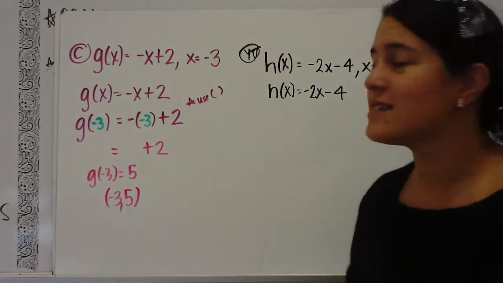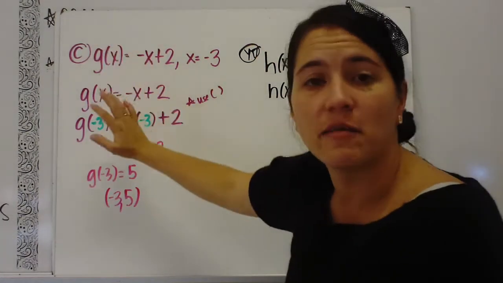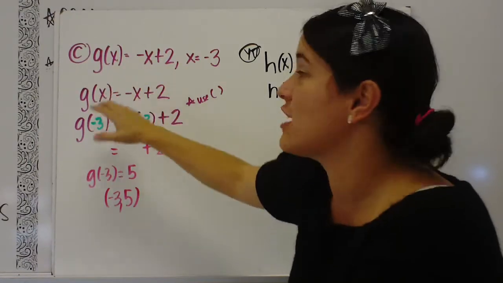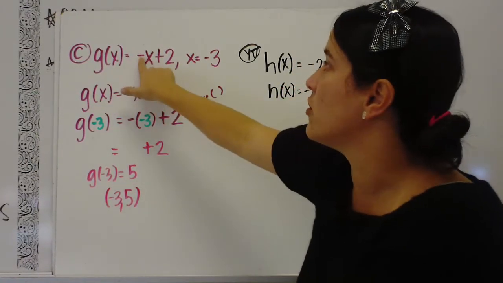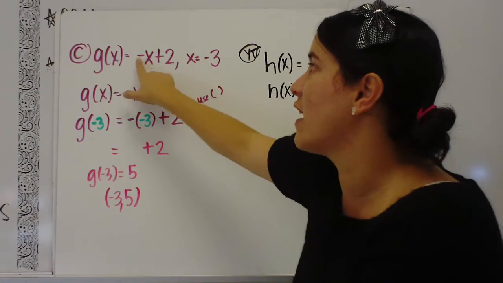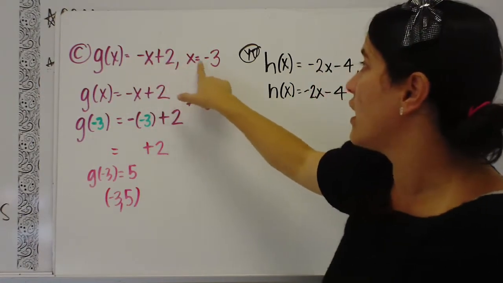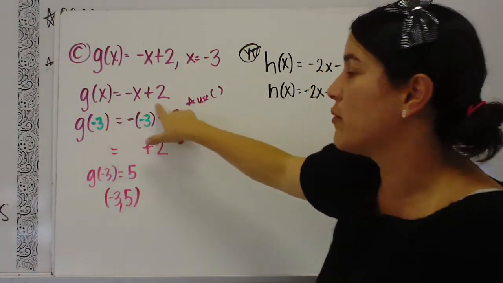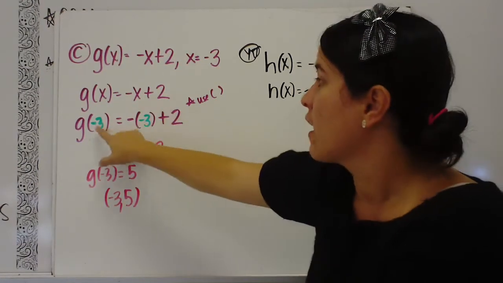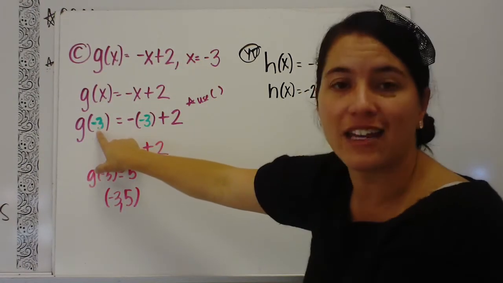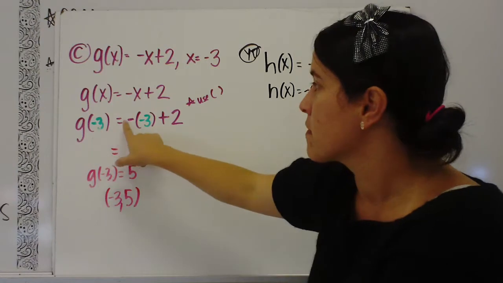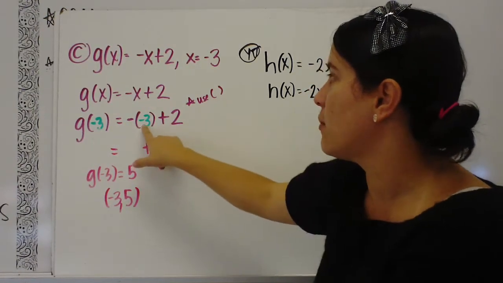Alright, example C says g of x. Same thing, it's just a different function notation. g of x is equal to negative x plus 2. Now, negative x means the opposite of x, when x is negative 3. I've rewritten my function, and I know that I'm going to substitute negative 3 in for x. So I use parentheses, and I put in negative 3.